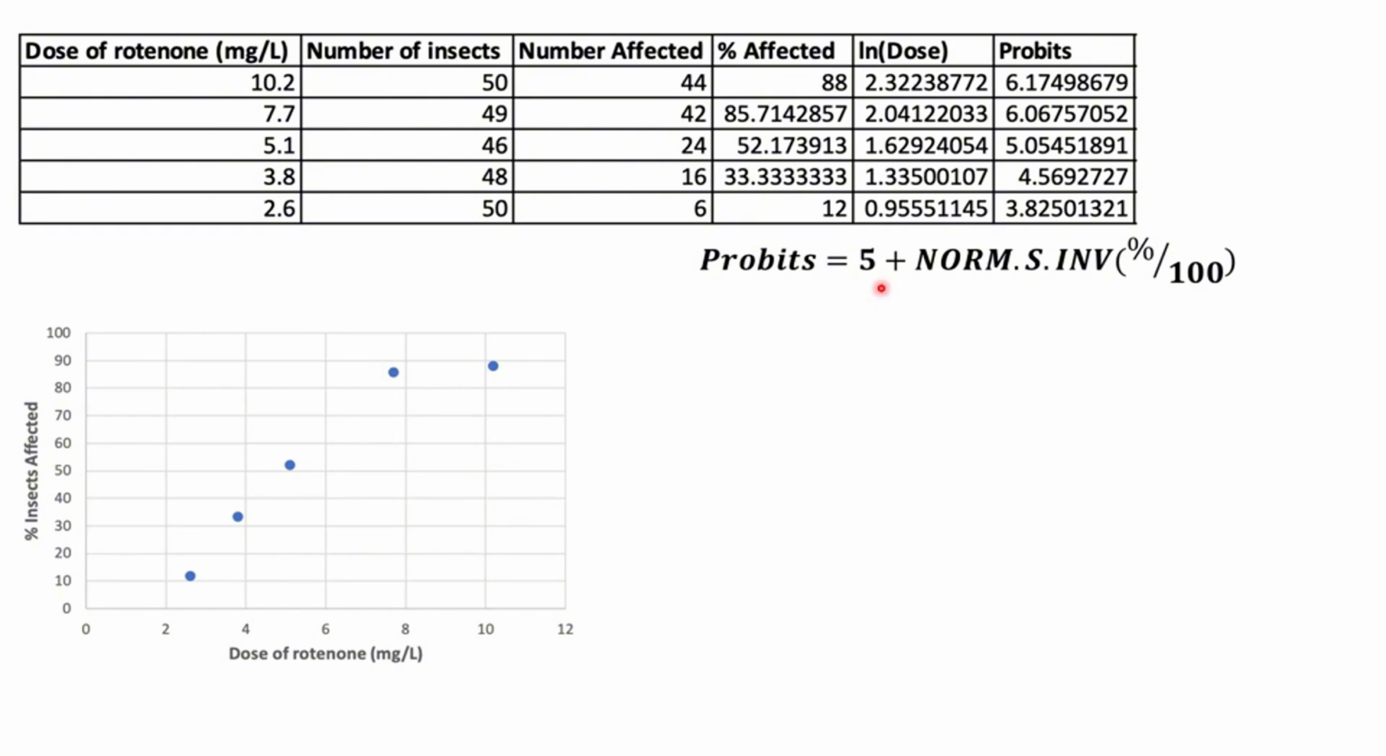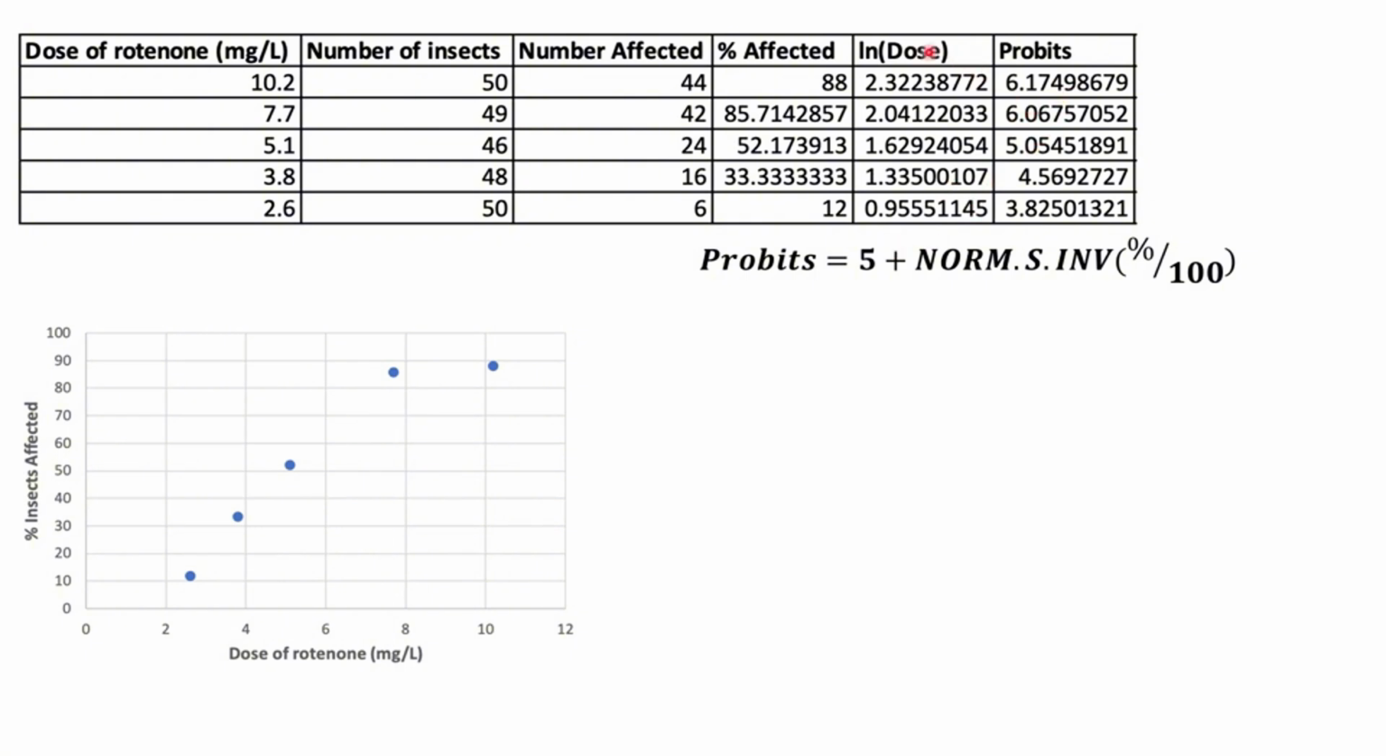But this is a tool in Excel that will convert from percentages into probits, and again, kind of that midpoint for the probit is 5, which is why we have the 5 added here. So when I do that to the percentage affected column, we get this probits column, which is the execution of the function that we see here.